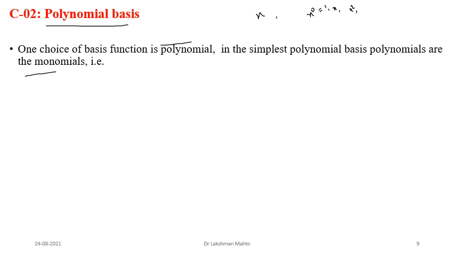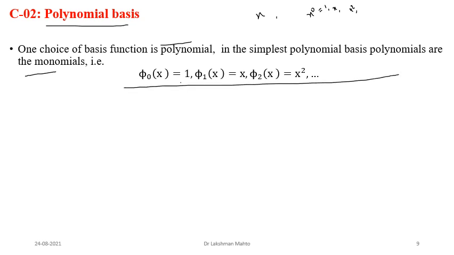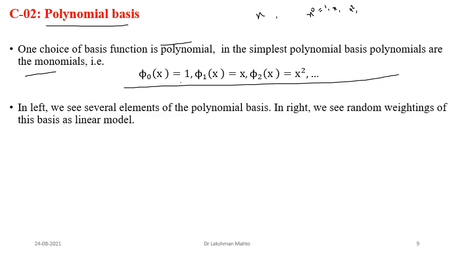As a starting phase, take monomials this way: phi naught of x equals 1, which we are calling x to the power 0, phi 1 of x equals x, phi 2 of x equals x square, and likewise phi n of x would be x to the power n. So all these feature maps or basis functions are monomials. Monomial means there is a single term, a single power of x. So this is one choice of basis, with monomials as the basis function.